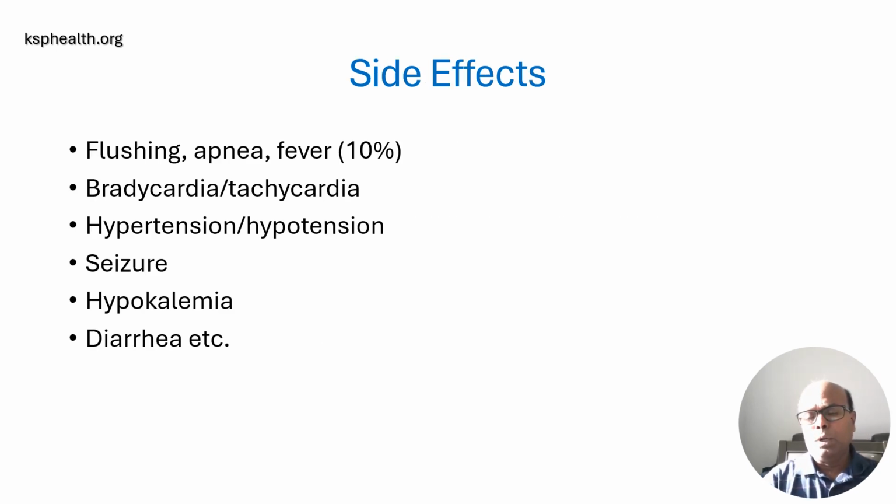The side effects of prostaglandin E1 infusion one should remember, the most common being flushing, apnea, and fever. Most of these kids will get intubated before or while you are starting PGE1 to avoid catastrophic respiratory arrest. It can also cause bradycardia, tachycardia, hypertension, hypotension, seizure, hypokalemia, and diarrhea, etc.